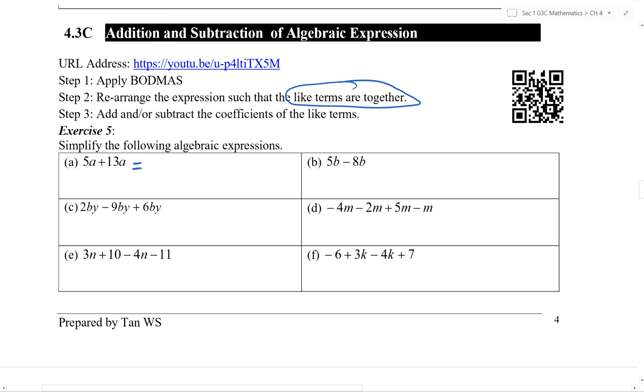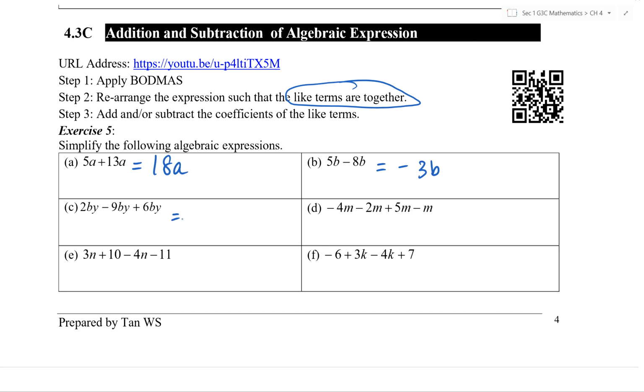Okay, so 5a plus 13a. Answer? 18a. But b. 5b minus 8b. Can or not? Small number minus big number. Can? And you just get a negative number. Negative 3b.